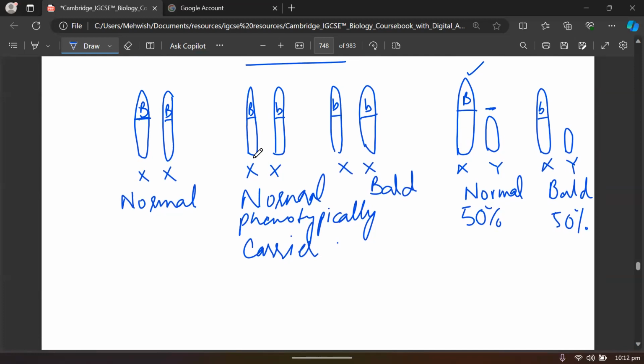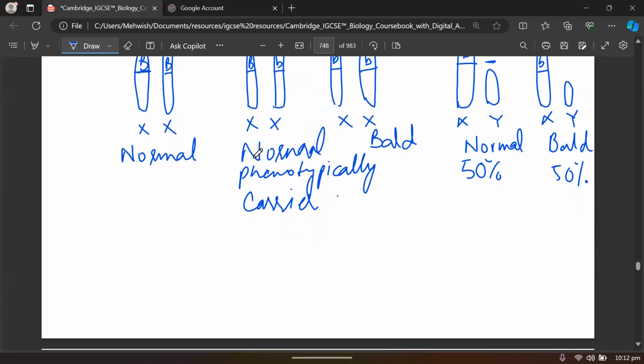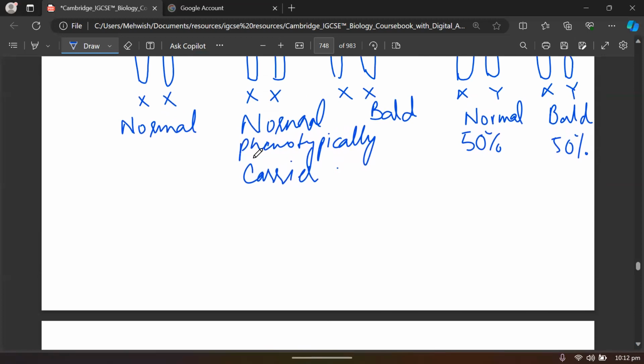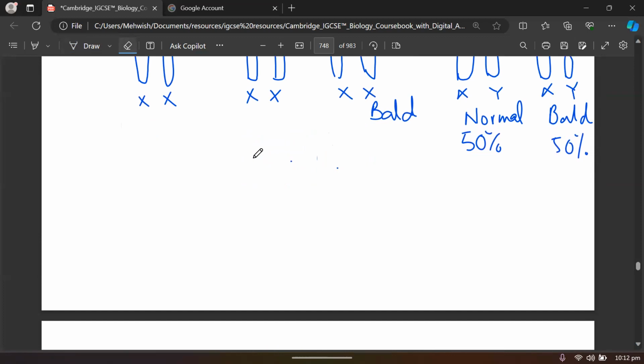So, for example, if a man marries a woman who is normal for hair, right? And when they get married, they have a boy with baldness, right? Let's see how a couple, when they get married, can have a child with this disease, right? So let's have a look here.